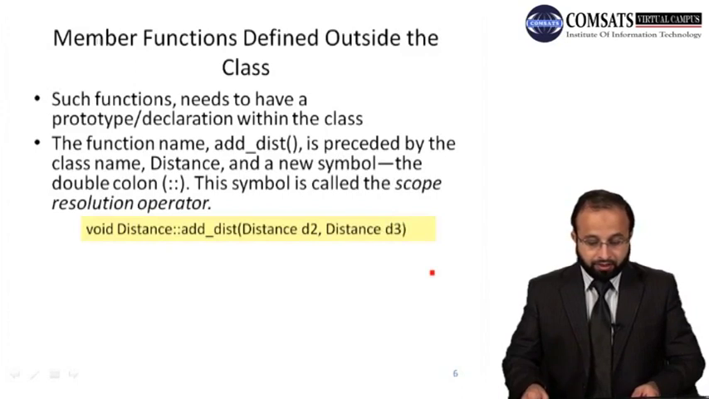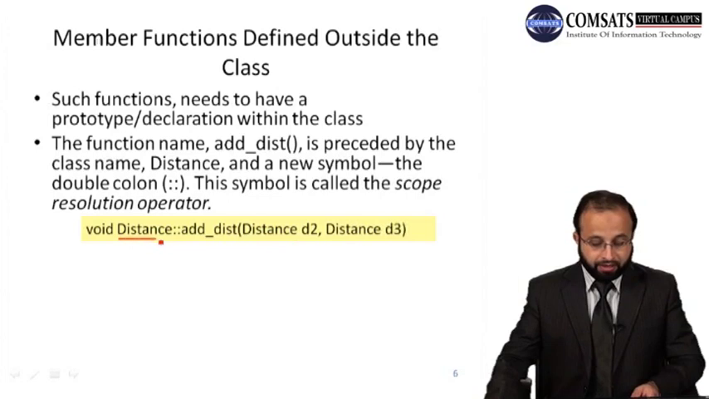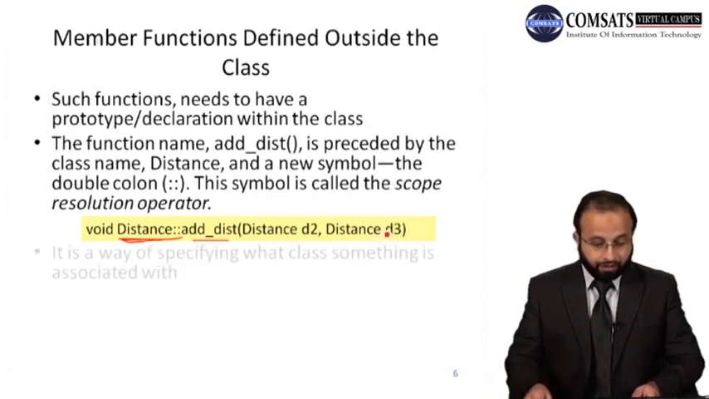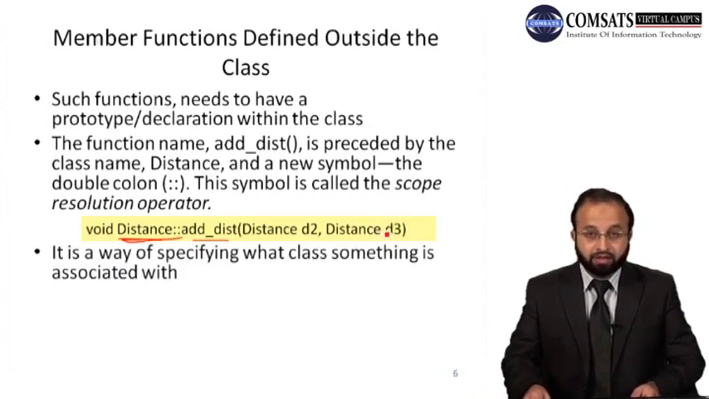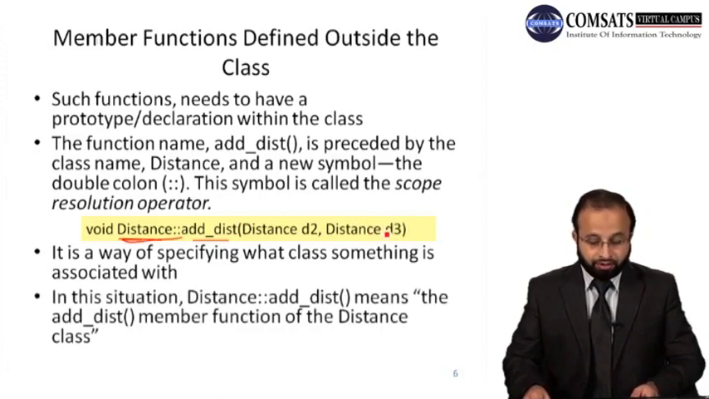This is the declaration before the definition. So this tells the compiler that this add function belongs to the distance class, right? It is the way of specifying what class something is associated with. In this situation, distance, then the scope resolution operator, add dist means the add dist member function of the distance class.